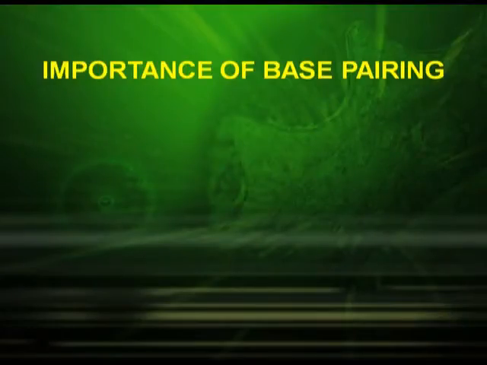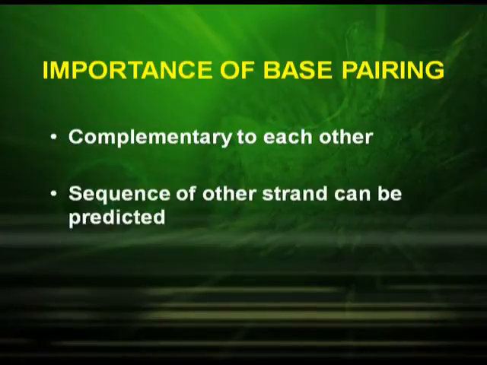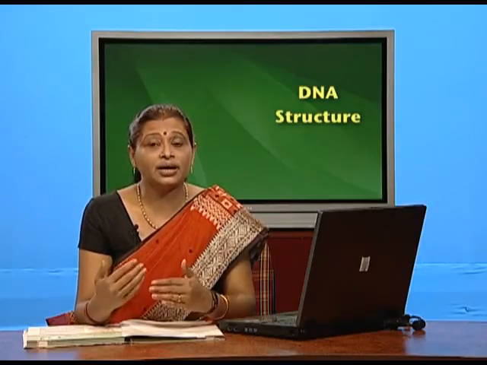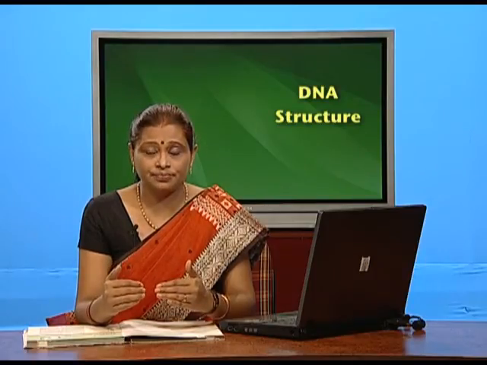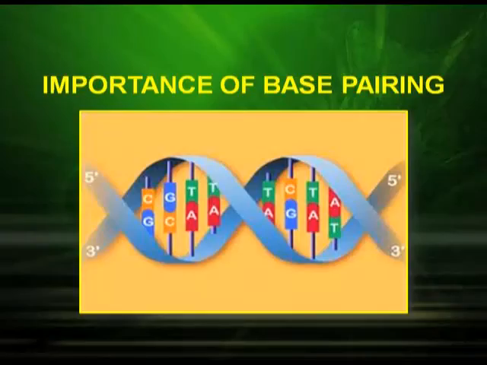Another important feature: let us study the importance of base pairing. Number one, it provides complementarity to each other. And second, it helps the sequence of the other strand to be predicted. That means you can predict the base pairs of the other strand if you know the nitrogenous bases in the previous strand. As we know, C always pairs with G and A always pairs with T. So, if one strand contains A, G, C, then because of the base pairing, you will be able to predict the nitrogenous bases of the other strand.